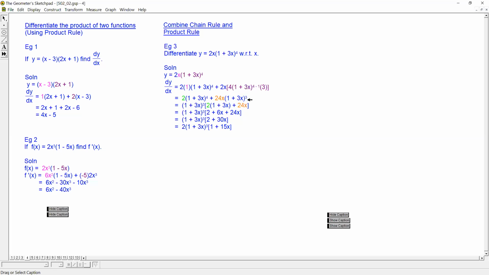So when I take out 1 plus 3x to the power 3, I put in front here. Then I create another bracket, the square type of bracket. The 2 I didn't take out, so the 2 is still there. Power of 3 take out, power of 4 take out power of 3, you are left with power of 1. For the term behind, the whole thing has taken out. So you are left with 24x only.